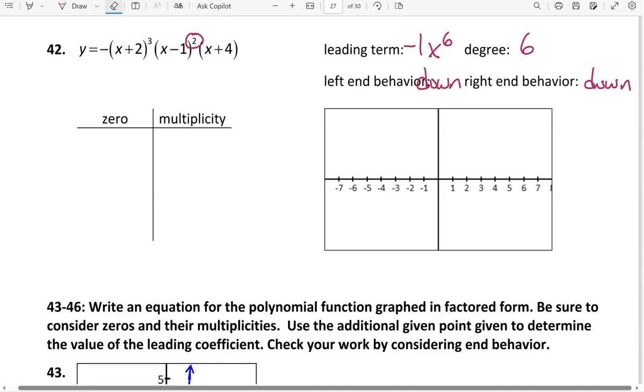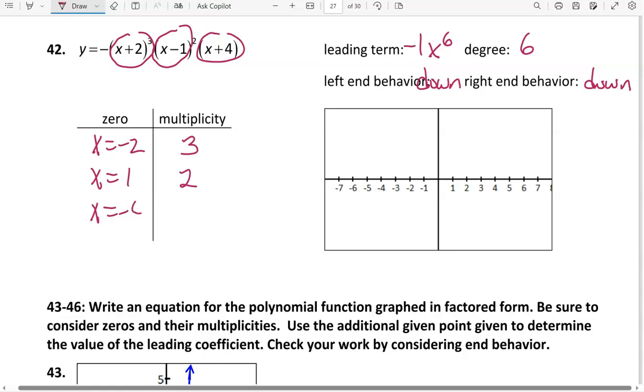Now let's take a look at each of our factors. So the first variable factor here is x plus 2. That's equal to 0 when x is negative 2, and has multiplicity 3 since it's raised to the third power. Second factor x minus 1 is equal to 0 when x is 1, and that's multiplicity 2 since it's raised to the second power. X plus 4 is equal to 0 when x is negative 4. That's multiplicity 1 since it's raised to the first power. All right, let's graph our zeros, negative 2 and 1 and also negative 4.